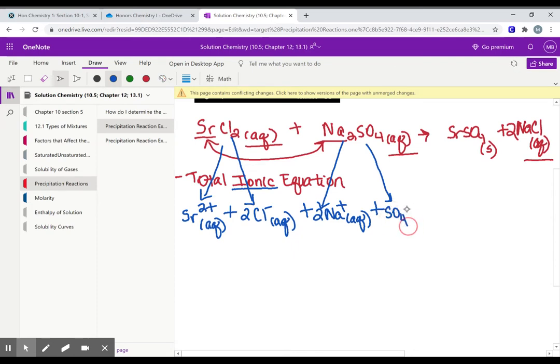Sulfate is a pure polyatomic ion, so we can look it up in our chart of polyatomic ions to see that it has a charge of -2. Now, your precipitate has a solid state of matter, which means it's not going to dissociate. So we're just going to rewrite it exactly as it is in the balanced chemical equation.